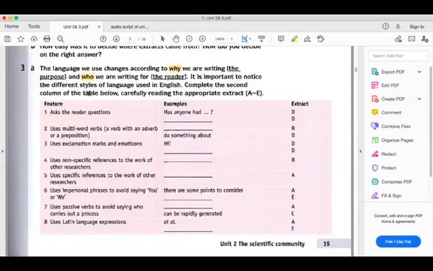Complete the second column of the table below carefully, reading the appropriate extract from A to E. We have here ask the reader questions, like, for example, had anyone had? There is another question, like in extract number D, in extract number D, which is, does anyone know?